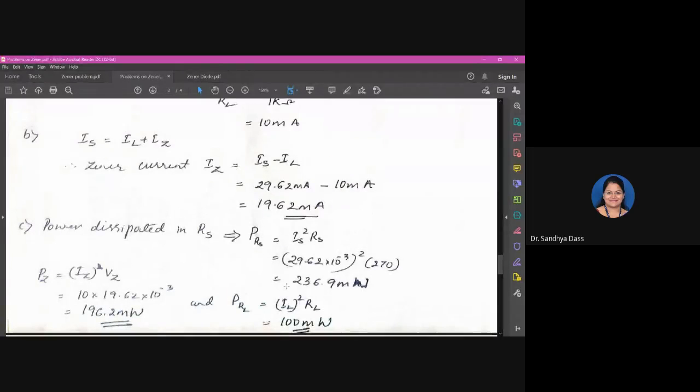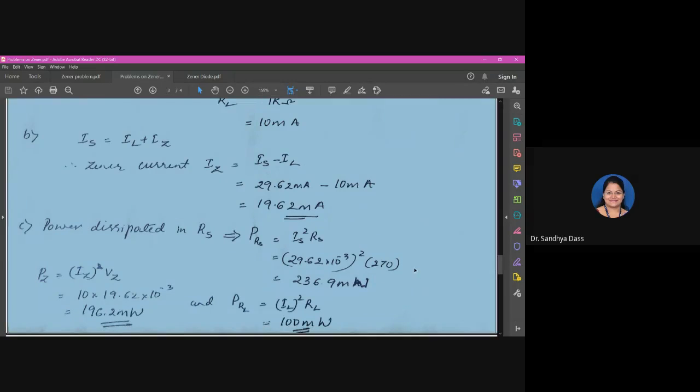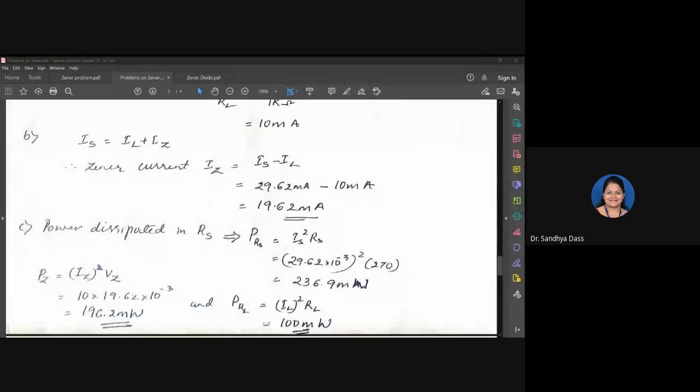Now, power dissipated, you can take P is equal to I square R. You have calculated IS and IL, and you know the values of RS and RL. For Zener diode, you can take P is equal to V into I. So you know Zener current, you know VZ, substitute. So here is the power dissipated in RS, RL and Zener diode. Please verify your answers and please let me know if it is matching with yours.